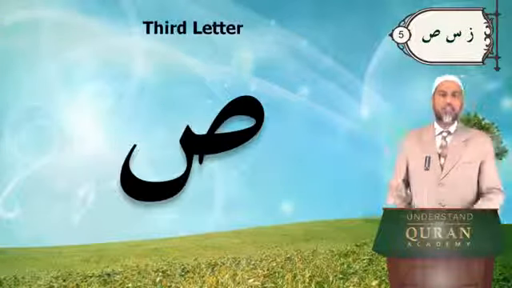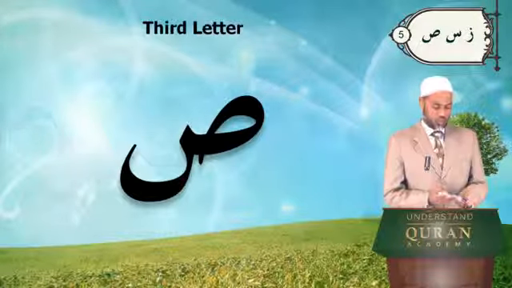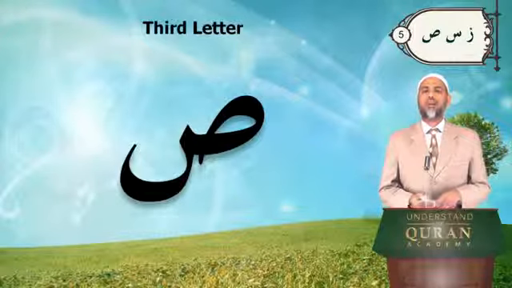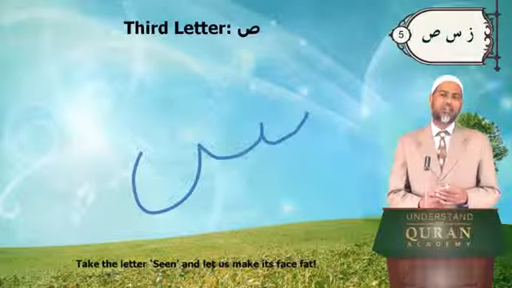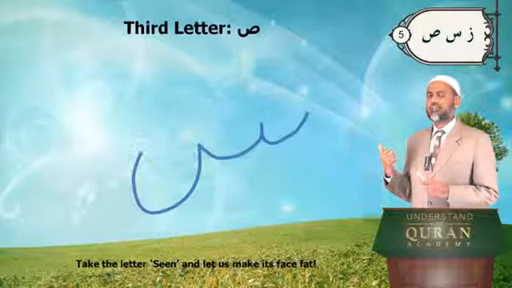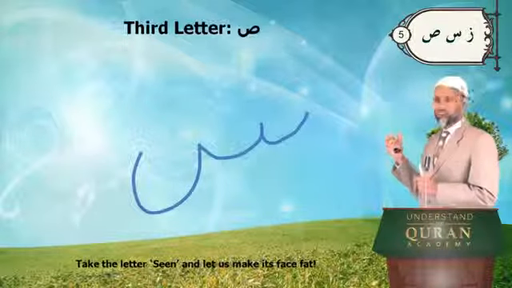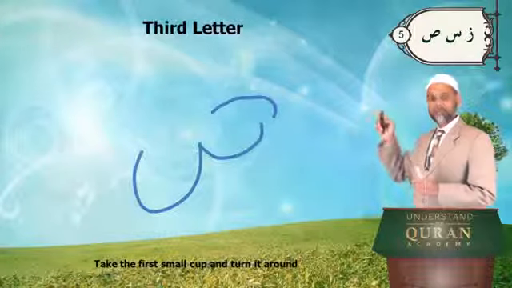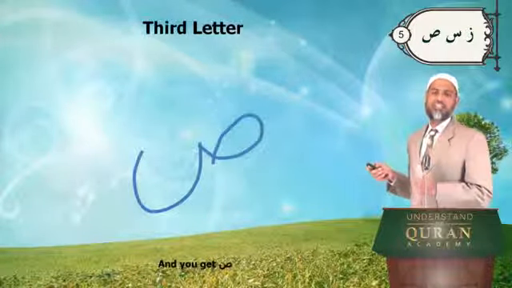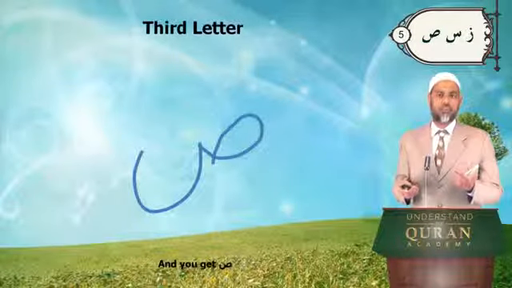Let's take the third letter, Sad. Sad is very thick and high. See the tongue shape there? How do you remember the shape? You have just learned the letter Sin. Now, if you take the letter Sin and make its face fat, how? You break the first cup and put it on the top of the second cup and you get Sad. Sin was thin, nice. And Sad is thick, very thick and high sounding.